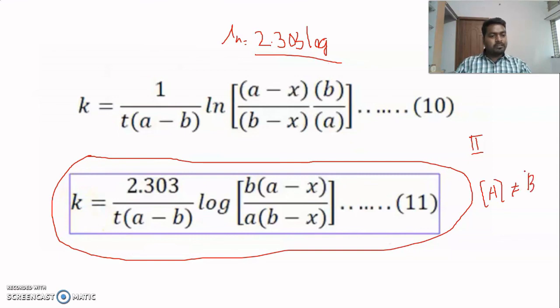This is a different case. In the previous case, we discussed concentrations of A and B being equal. At that moment, we got a different equation. Now, the initial concentrations are different. So if the initial concentrations are different, obviously it affects the rate of reaction, and we are going to get a different integrated rate expression. So, this is the integrated rate expression.